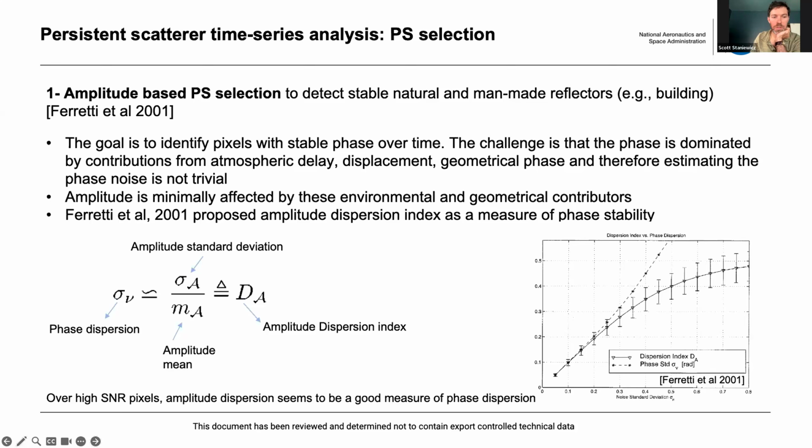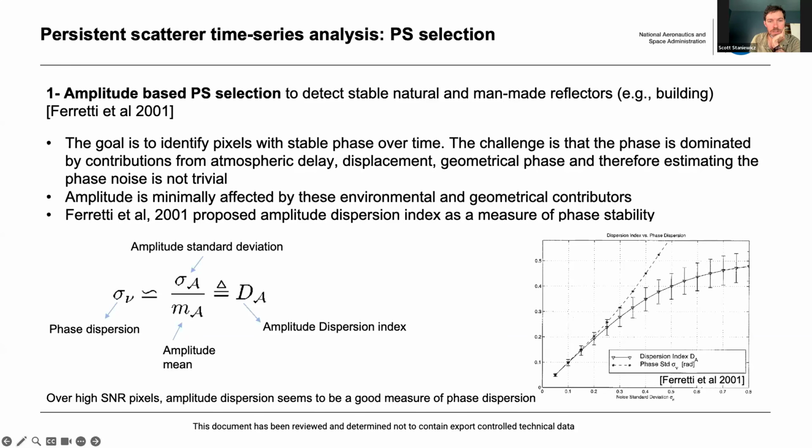That is, what's the mean amplitude? And how much does it vary? So what's the standard deviation of the amplitudes? And you would do this at every pixel in the SLC. And pixels that have a low standard deviation relative to their mean, we say they have a low amplitude dispersion index. And that's good. It doesn't get dispersed.